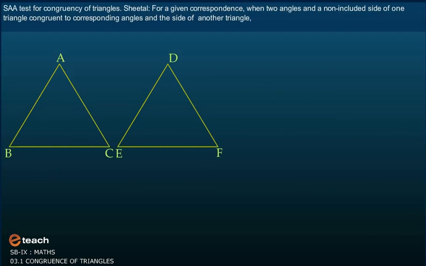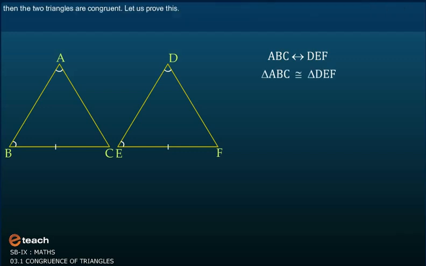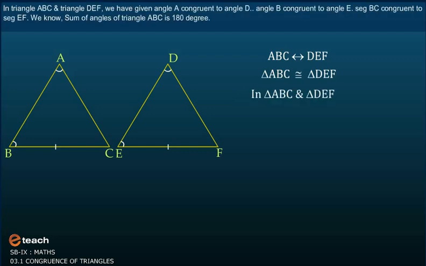SAA test for congruency of triangles. Sheetal says, for a given correspondence, when two angles and a non-included side of one triangle are congruent to the corresponding angles and the side of another triangle, then the two triangles are congruent. Now let us prove this. In triangle ABC and triangle DEF, we are given angle A is congruent to angle D, angle B is congruent to angle E, segment BC is congruent to segment EF.